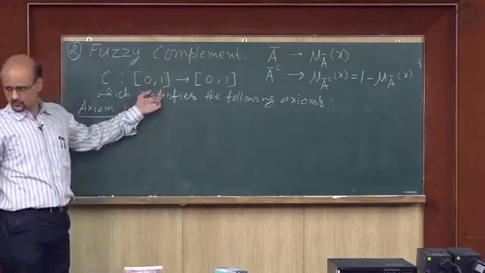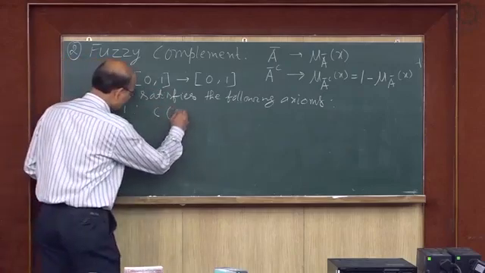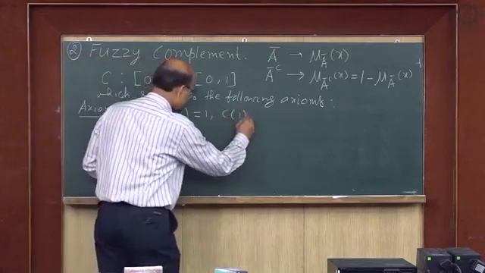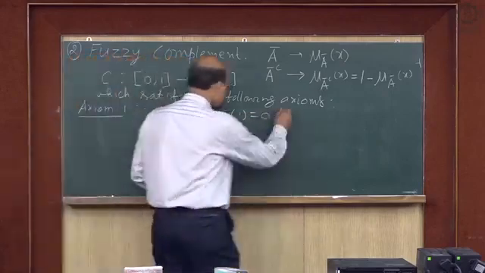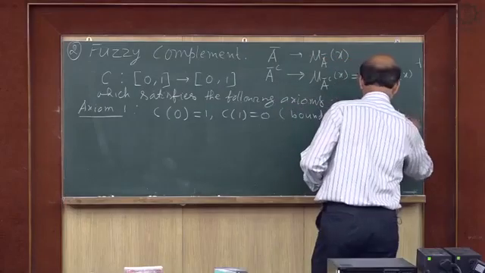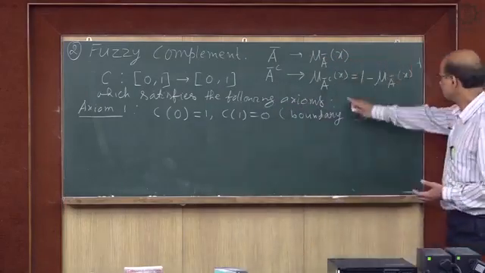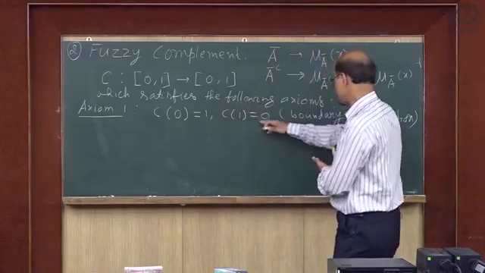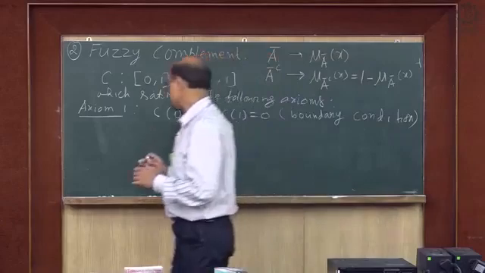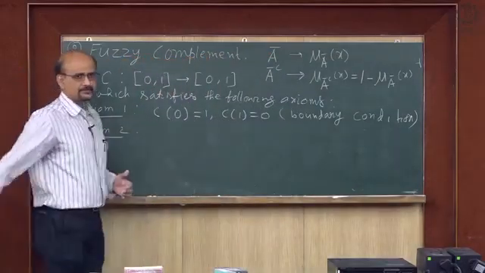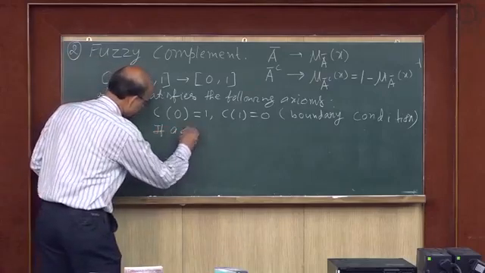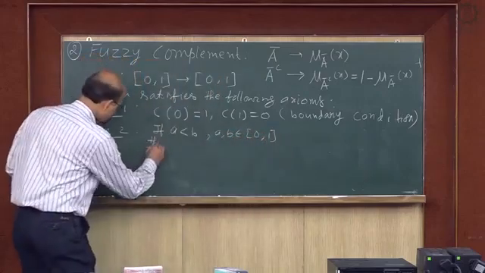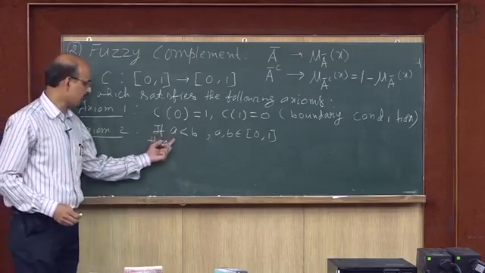I have the range from 0 to 1, and you know C of 0 as per the definition will be what? C of 0 should be 1. C of 1 is 0. This is called boundary condition, because only the boundaries I am taking first in this axiom. C of 0 is 1, negation, 1 minus 0, and C of 1 is 0. This is the first axiom. Axiom 2 is: if a is less than b, where a and b belong to 0 1, then what can I say about complement of a and complement of b?